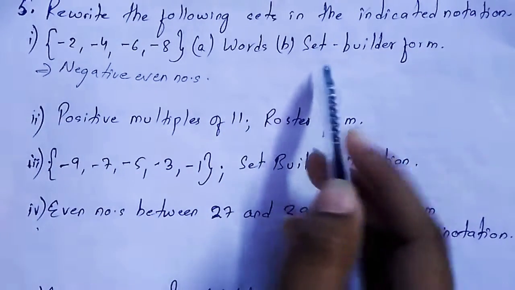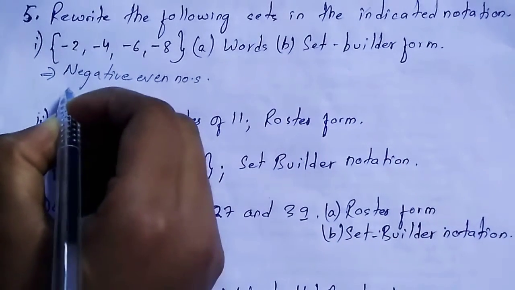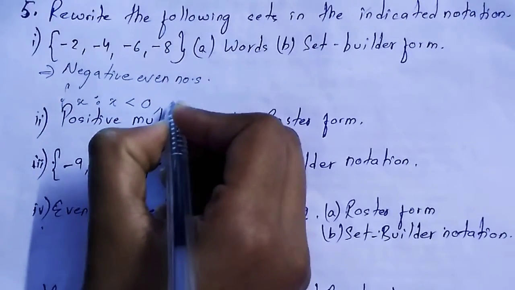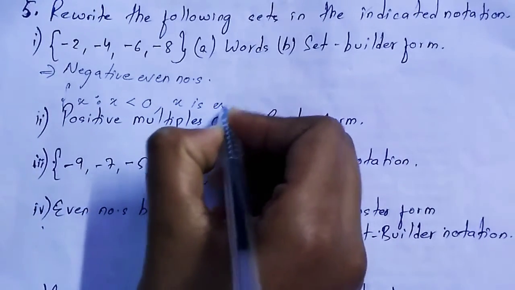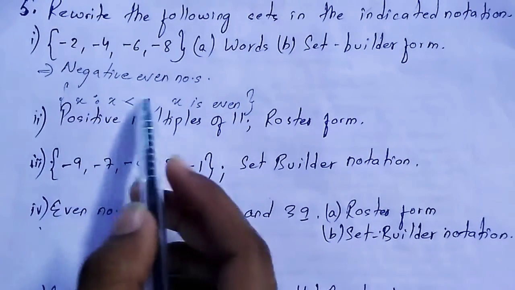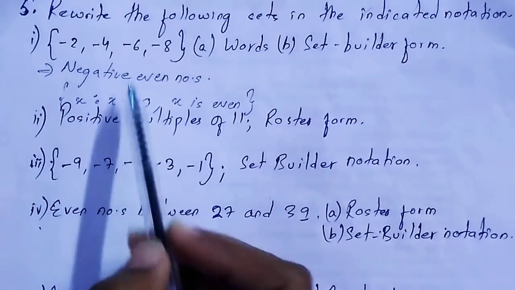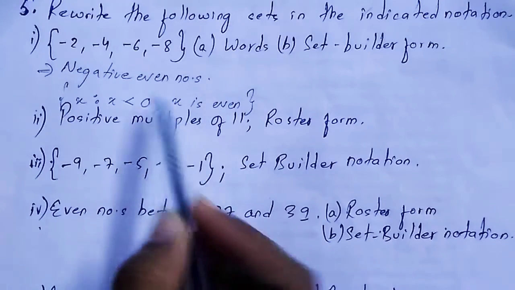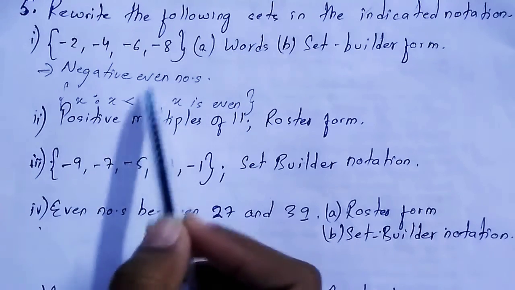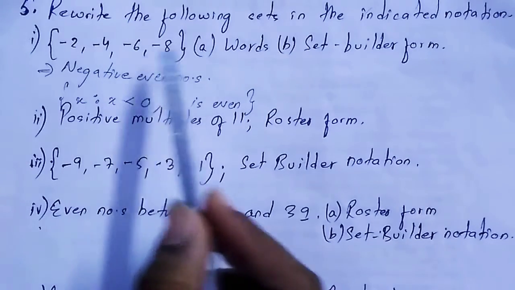Next one, you have to write it in set builder form. So what is set builder form? You need to write in this way. As I am writing, x is such that x is less than 0 and x is even. That means x is such that x is less than 0, because you can see a minus sign, and x is even because all of these are even numbers. So you need to write x is such that x is less than 0 because all these numbers are less than 0, and x is even because all these numbers are even.